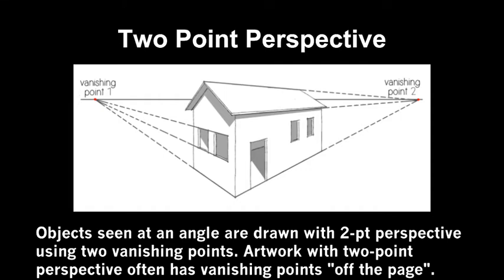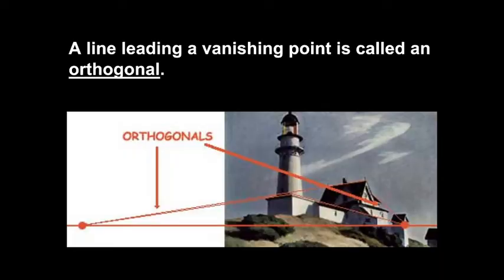So two-point perspective, objects are seen at an angle and are drawn with two vanishing points that are often off the paper. So we'll have to talk about that when we're dealing with our demo, how we're going to set up those vanishing points. But we're seeing two planes of an object, two sides of a house, two sides of a box at minimum. So our orthogonal lines are going to go to those two vanishing points.